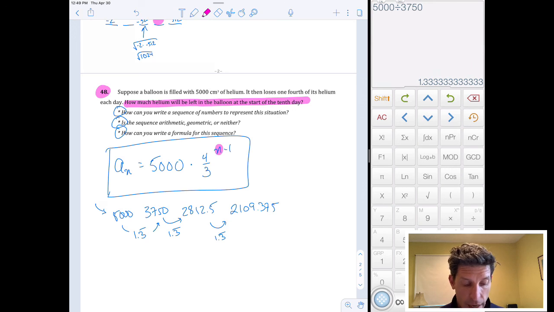So with that in mind, we've talked about geometric sequences, geometric means. We've talked about how to take a word problem and write a direct or explicit formula. And most importantly, what a geometric sequence is.